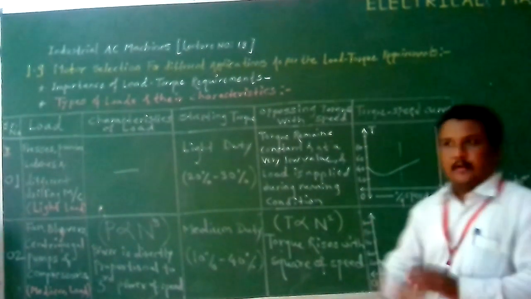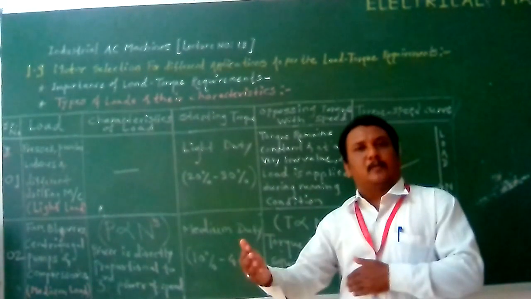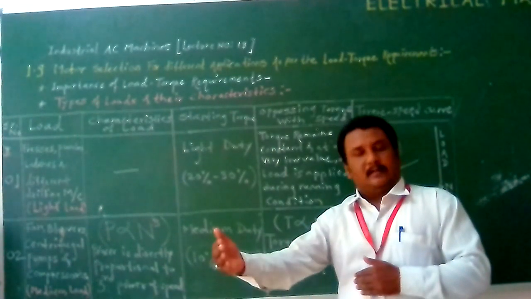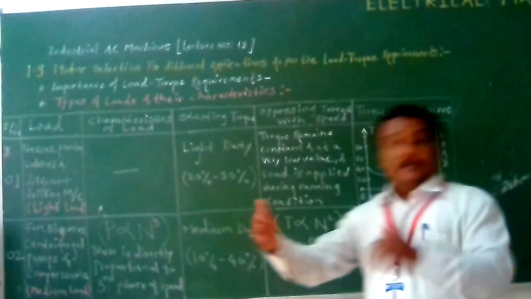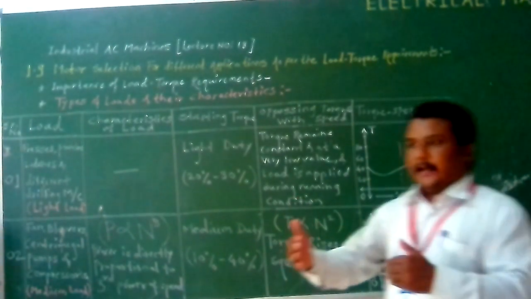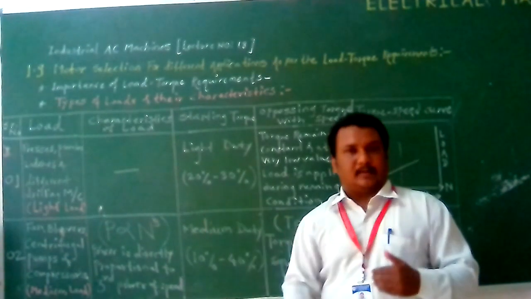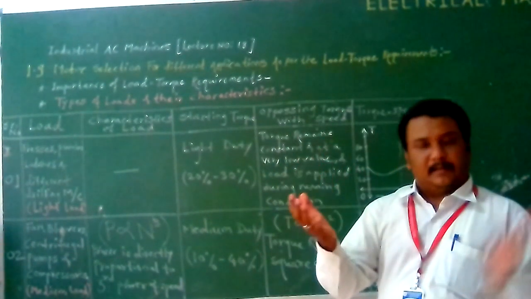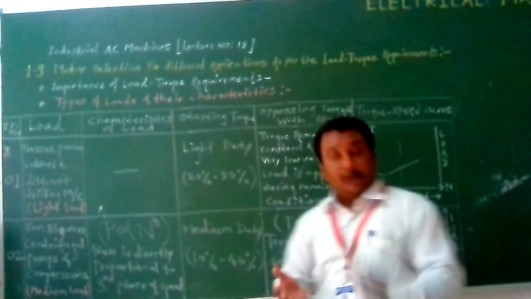Now, opposing torque means opposing torque with speed. Whenever the motor's speed increases, torque also increases, but it should balance the motor and the load torque. The load torque applies in one direction, but the motor torque applies in the other direction. So it is the opposing torque with speed.